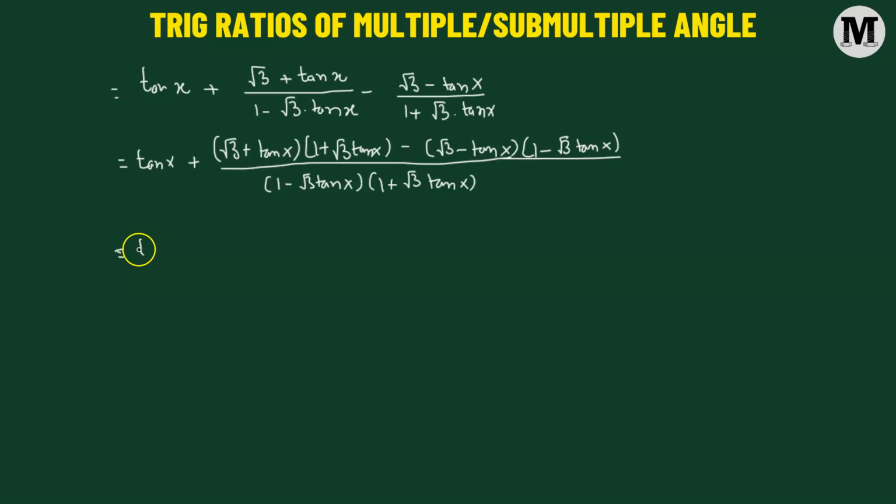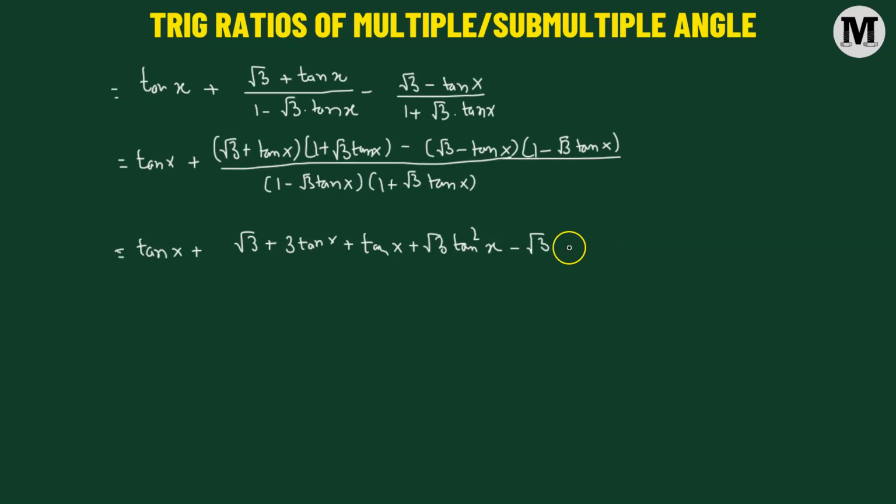We will get tangent of x added to, let's distribute. We have square root of 3 added to. So square root of 3 times square root of 3, that will become 3. So we have 3 times tangent of x plus tangent of x times 1. So that's tangent of x added to. So we get square root of 3 multiplied to tangent squared x minus. So here we have square root of 3 times 1. So that's negative square root of 3. Square root of 3 minus negative square root of 3 tangent of x.